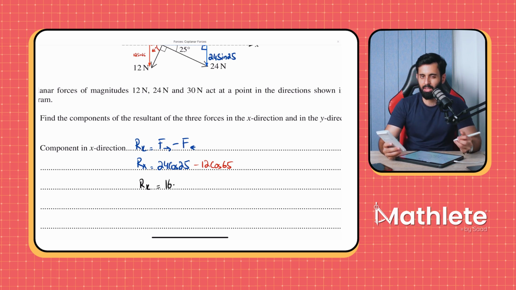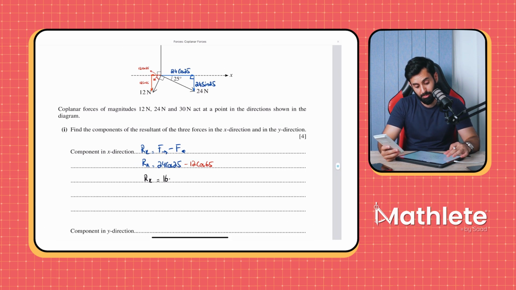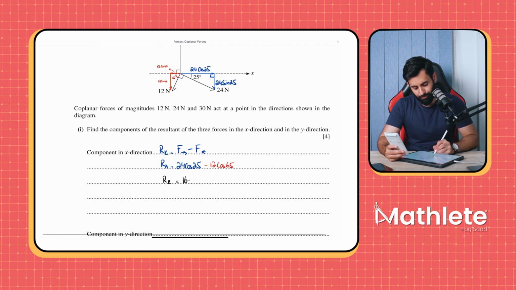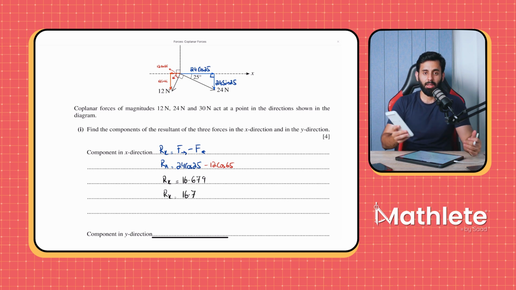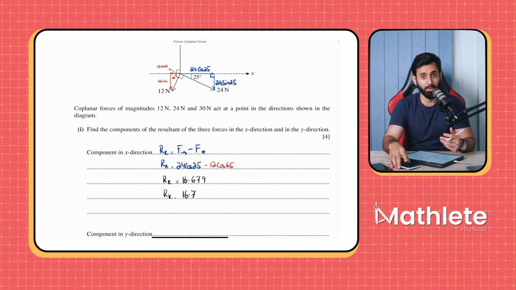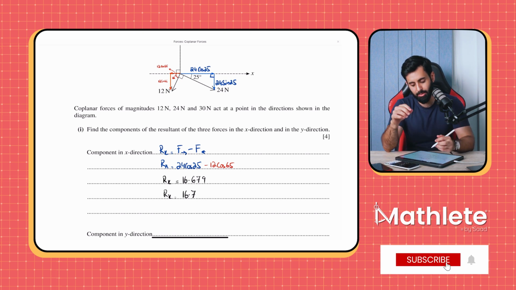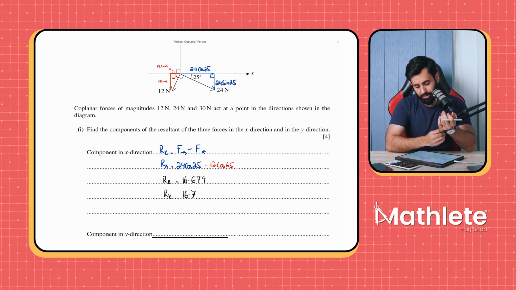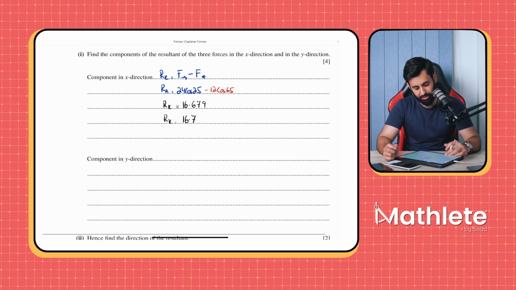Now, because this value is something we will use later on, in order to find out the direction of the resultant, I will write it down. I will round this off, but I will also make sure that I write a value that is slightly more accurate than the rounded off answer, so that when we get to the resultant part where we have to use this value again, we don't use the rounded off value, we use the pre-rounded off value. So there you go. We now have the resultant in the X direction.